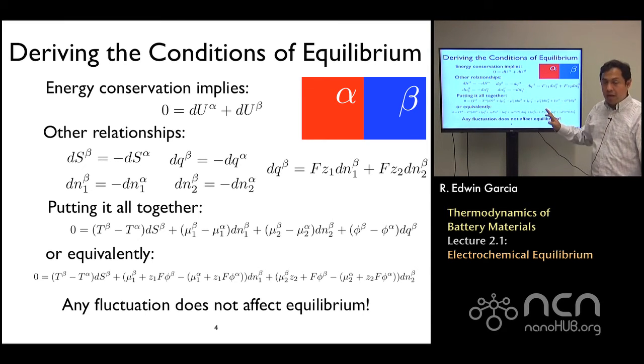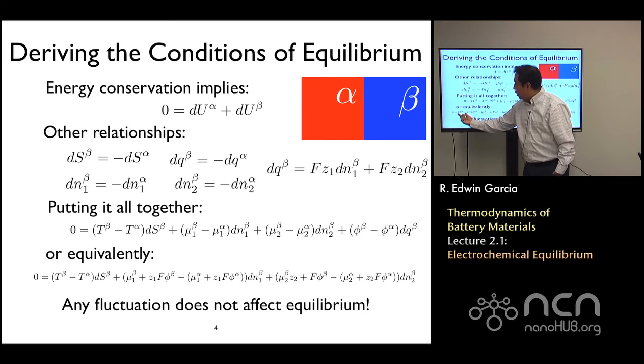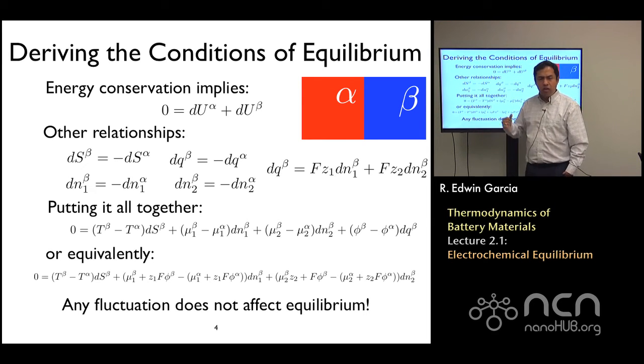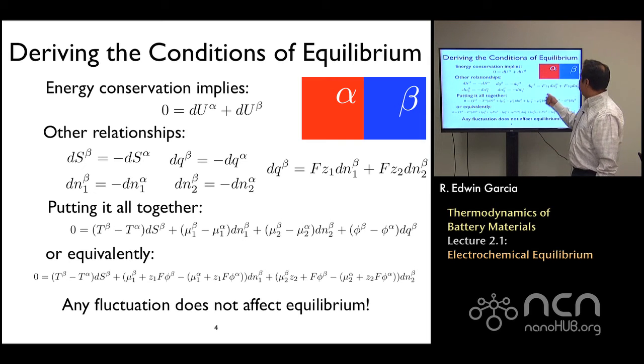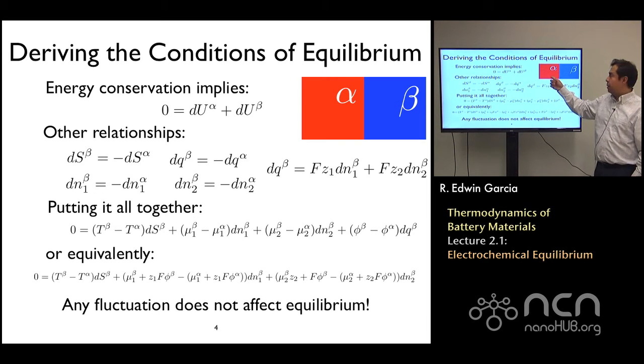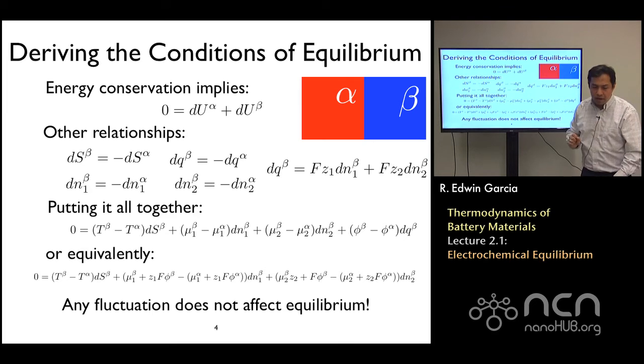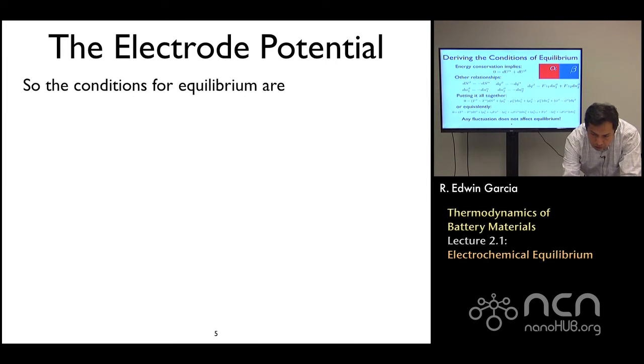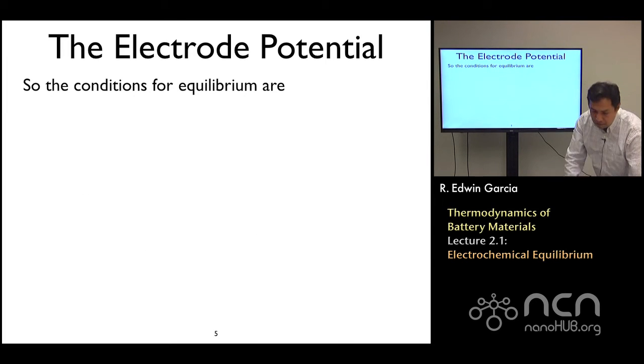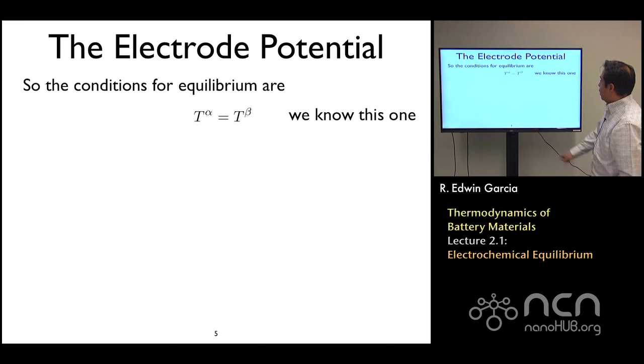So what does that mean? The only thing that is possible is that T beta equals T alpha, which is something that we know, because at equilibrium the temperature of the alpha phase has to be perfectly balanced by the temperature of the beta phase. Okay, and we can write this mathematically in this way. Basically, T alpha equals T beta, but we already knew this one.